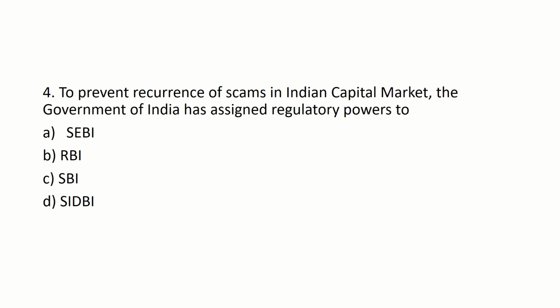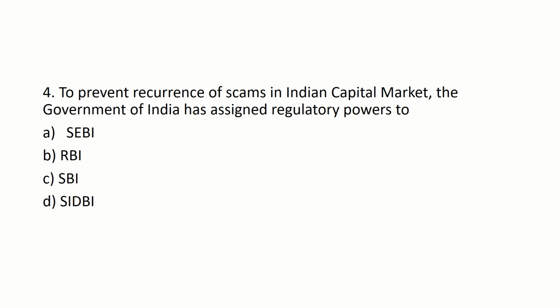To prevent recurrence of scams in the Indian capital market, the Government of India has assigned regulatory powers to option A, SEBI, option B, RBI, option C, SBI, option D, SIDBI. Let's discuss the options in detail. Option A, SEBI, is the Securities and Exchange Board of India. Option B is RBI, the Reserve Bank of India. The Reserve Bank of India controls the banks in India, right? Commercial banks. And option C, SBI. It's not a regulatory body, but it's the largest public sector bank of India.